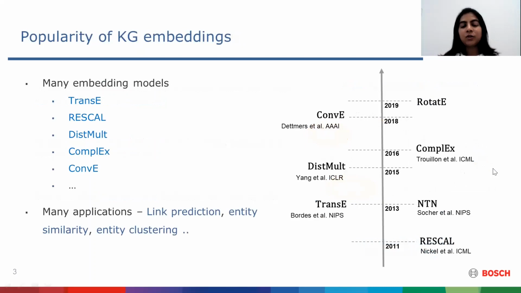In the recent decade, knowledge graph embeddings have gained considerable popularity. Many different embedding models have been proposed, such as TransE, RESCAL, and so on. And many different models are also being proposed every year. These embeddings have found many applications. The main application being link prediction for knowledge graphs, aiming towards knowledge graph completion. Other applications are entity similarity, relation similarity, and entity clustering, and so on.